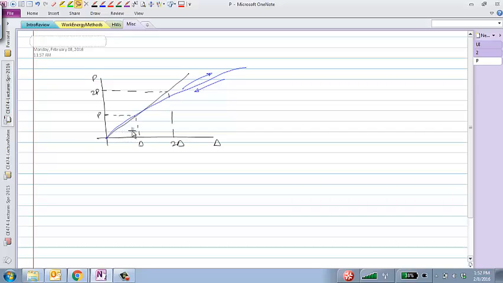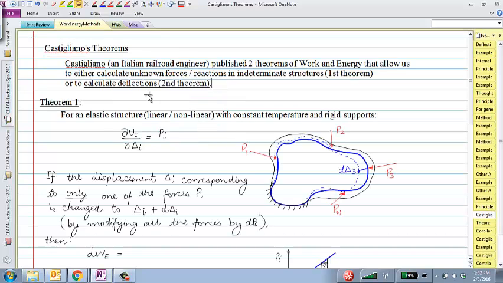And inelastic structures are structures where we have plasticity. So for example here, and then when I unload, it does not come back to the original point. So that's a plastic structure where there is some dissipation. So let's go back to this. We're talking about elastic structures, could be linear or non-linear, with constant temperature, rigid supports, and so on. Basically talking about a conservative system.